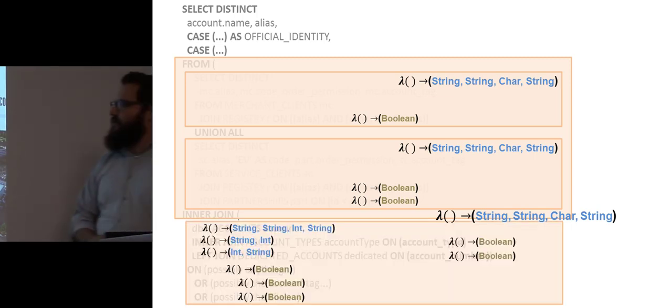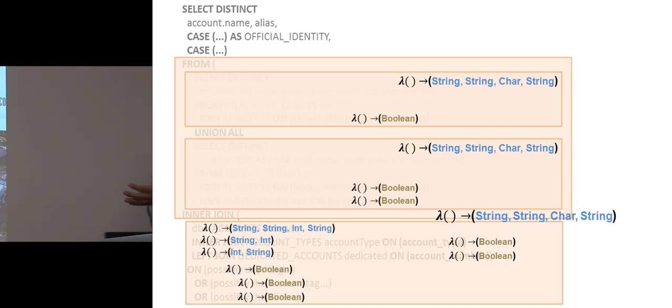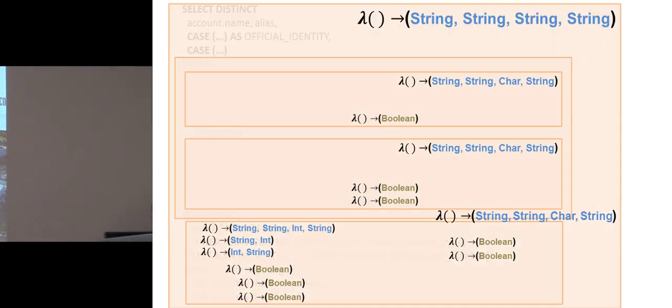What about down here? Well, it's the same thing, right? Accounts has these data members. We can go all the way to the beginning and see that. But that's the accounts table right there. We also have the account types table, and we also have the dedicated accounts table. Those are just other things that return tuples of things. Those are other lambdas, and we join them on other lambdas that return booleans. This is what SQL is. Oh, and then up here, the whole thing just returns a tuple of strings. This is what SQL is.